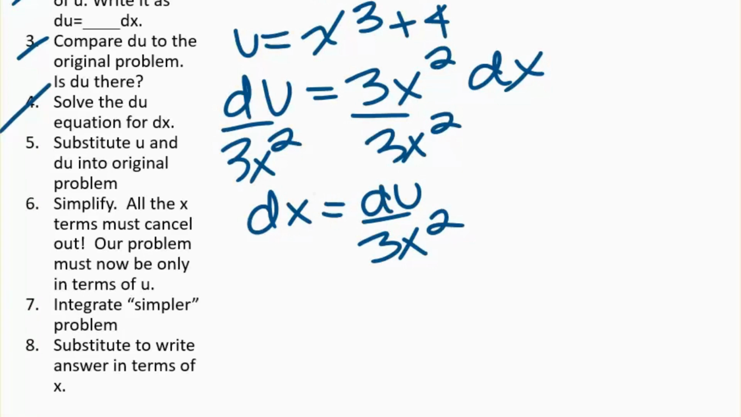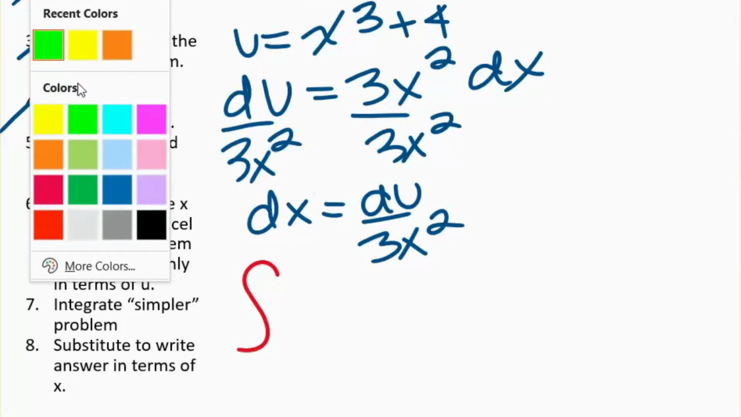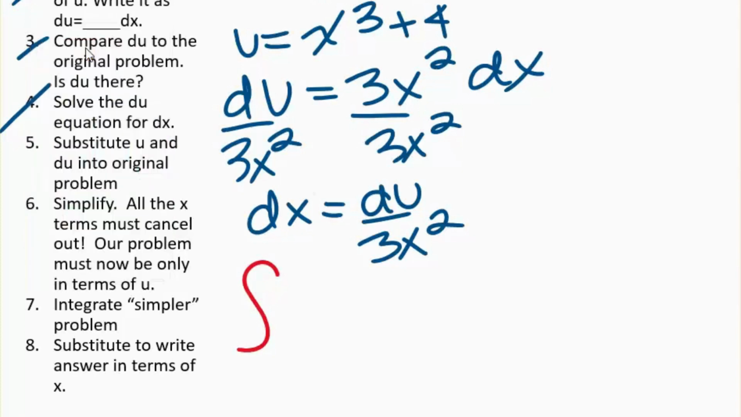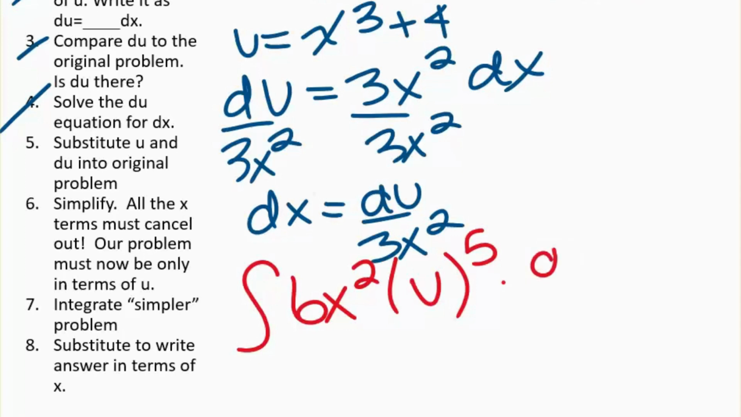Step 5, I'm going back to the original problem and substituting in. Now the key thing to remember is that I'm only substituting in 2 places. First, for what I defined u to be, and second, for what I've solved for dx. So at this point, leave everything else the same. So I still have 6x squared times u to the 5th power times dx. Well, I know that dx was du over 3x squared.